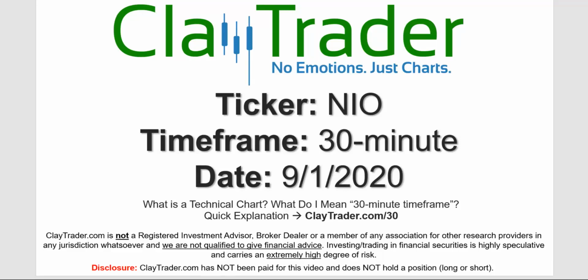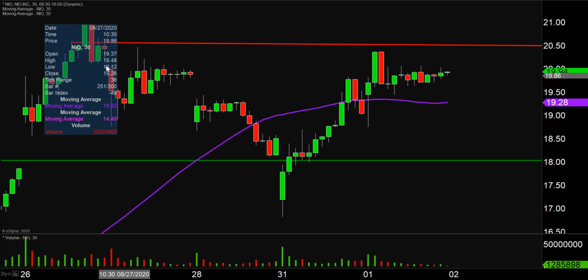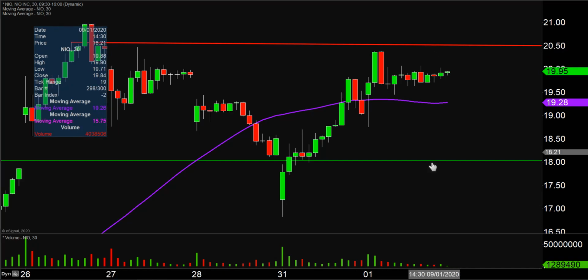We will take a look at the 30-minute time frame. If you're not sure what I mean by 30-minute, I do offer an explanation video at that link. Been doing this analysis on a very routine basis, so that's where the red and green line annotations are coming from.